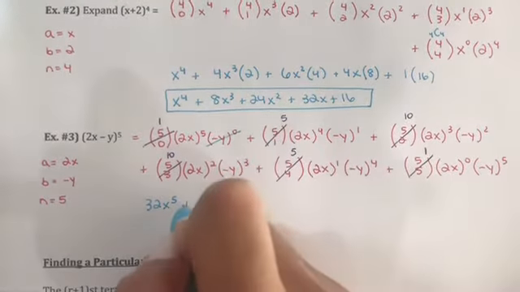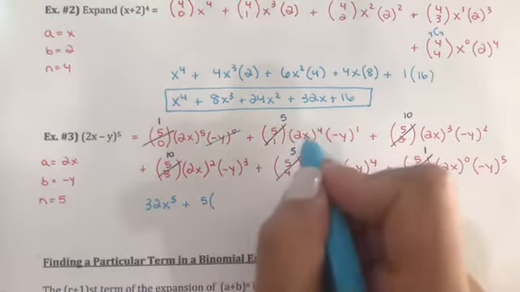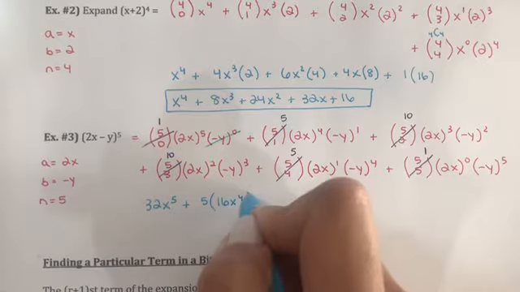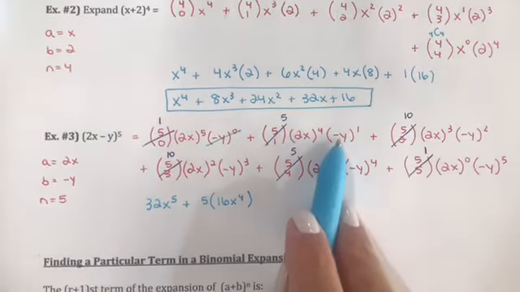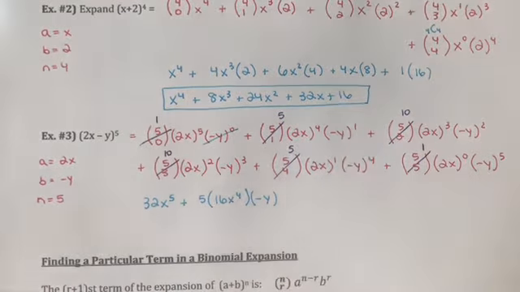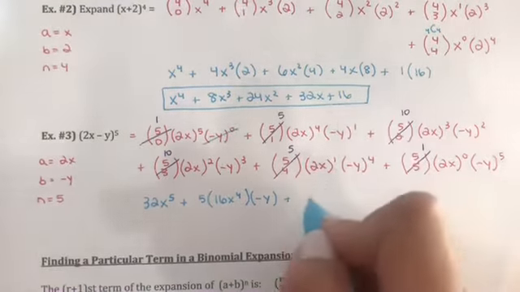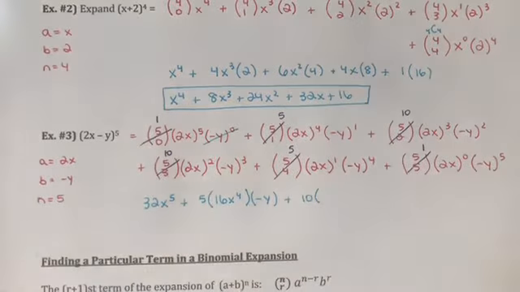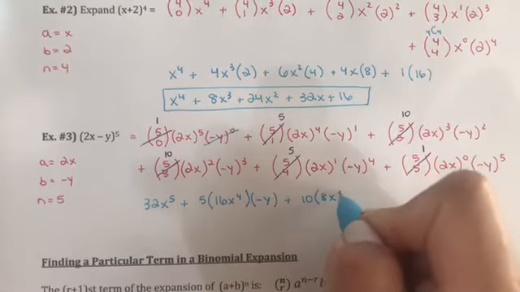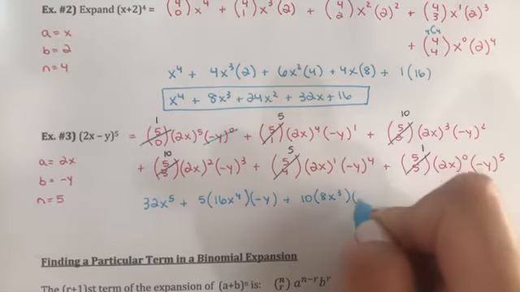Okay, so now I'm ready for the second portion. So I've got plus, okay, I've got 5 times 2 to the 4th is 16. Now I have x to the 4th. Okay, and then I have a negative y, because raising it to the first power keeps it negative. Okay, our next one, I have 10 times 2 to the 3rd power. If I type that into my calculator, I see that it's 8x cubed. Now negative squared becomes positive, so now I have y squared.